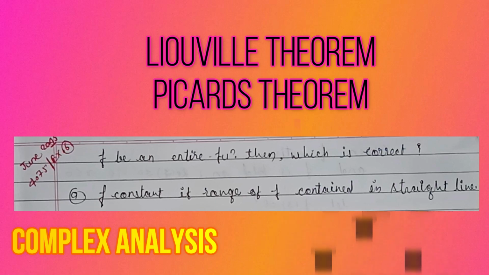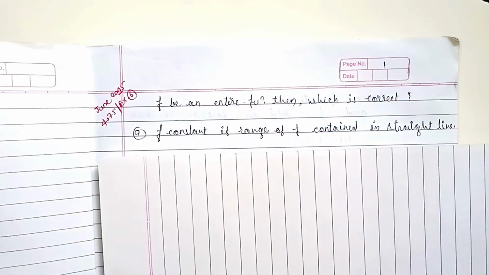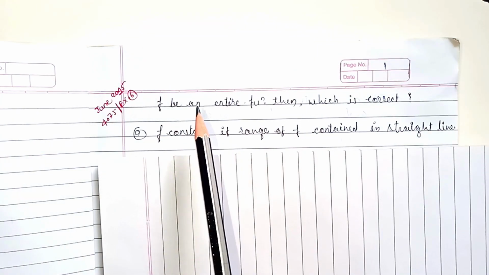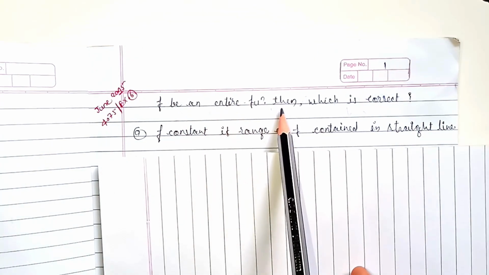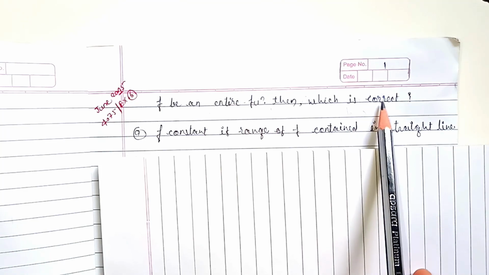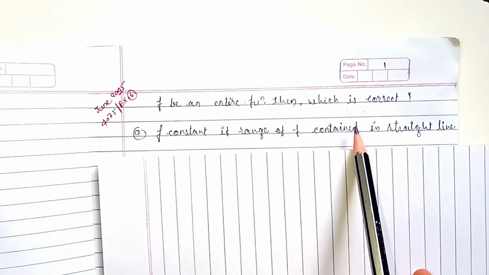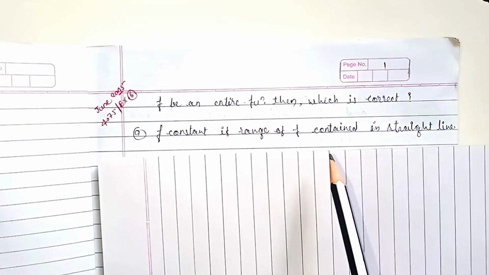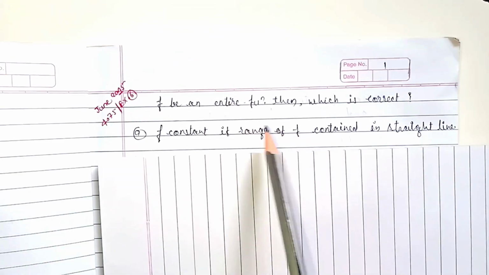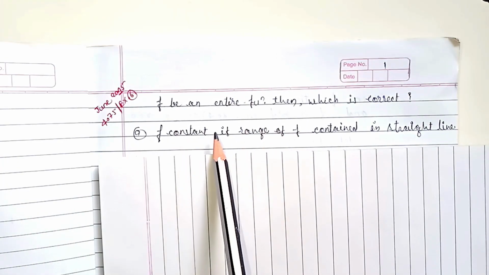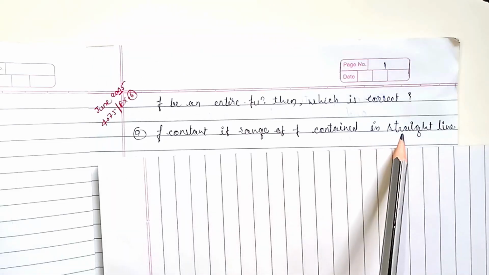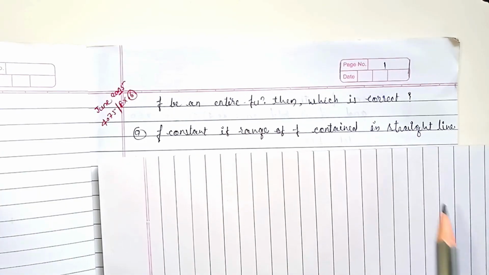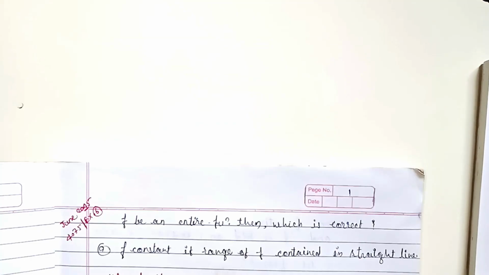Now let's read the question here. In our question, we are given: let f be an entire function, then which is a correct option? We have four options given and we have to find out which one of the options is correct. First option: f is a constant if the range of f is contained in a straight line. Second option: f is a constant if f has uncountably many zeros.